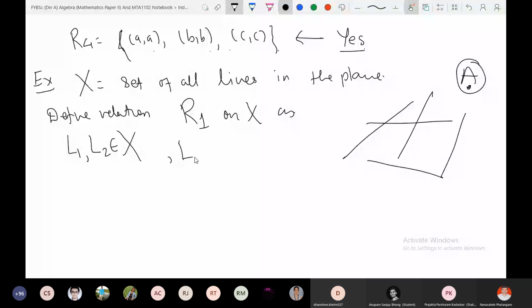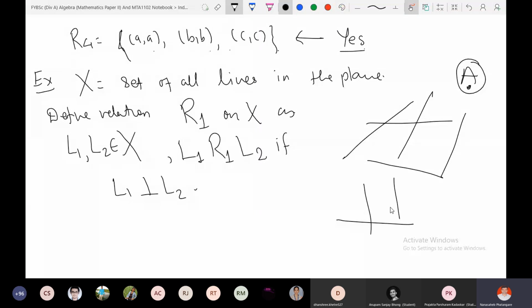Then L1 is related to L2 with respect to this relation if L1 is perpendicular to L2. So two lines are related only if they are perpendicular to each other, right? For example, this is my plane and I will select this line parallel to the y-axis, and another line parallel to the x-axis. This is my L1 line and this is L2 line. Are these two lines related? Yes, because they are perpendicular.